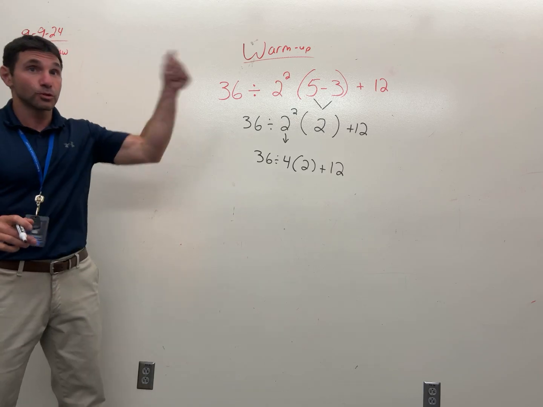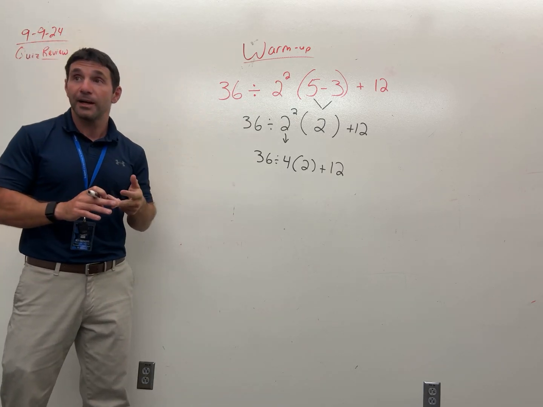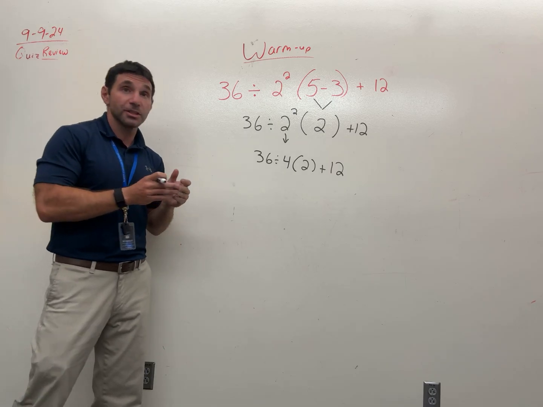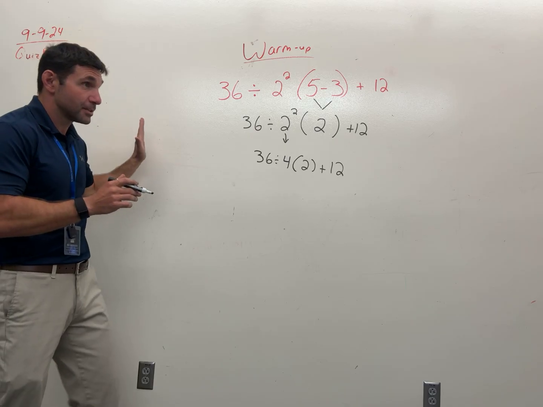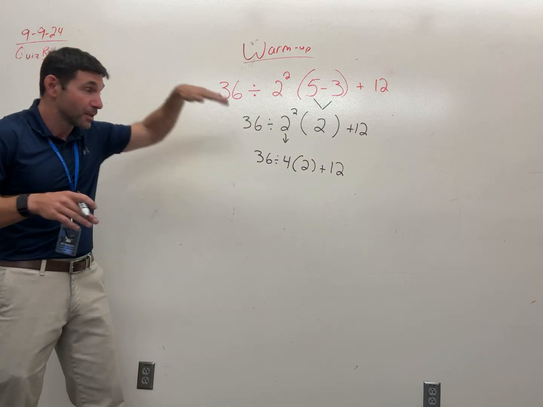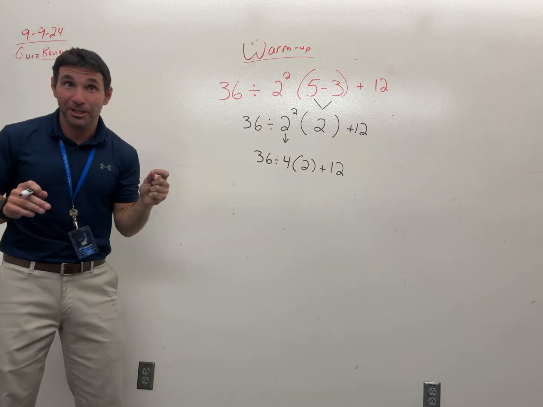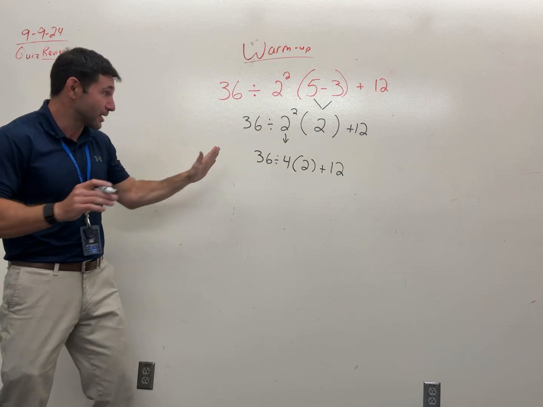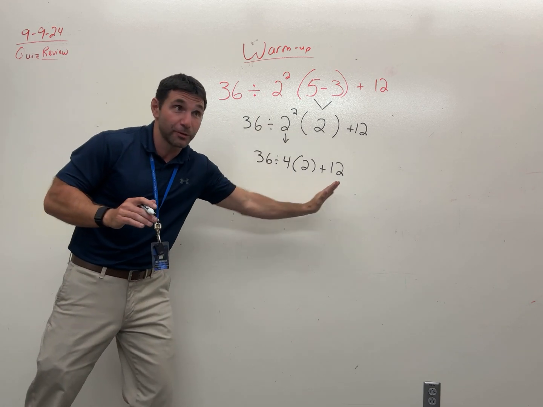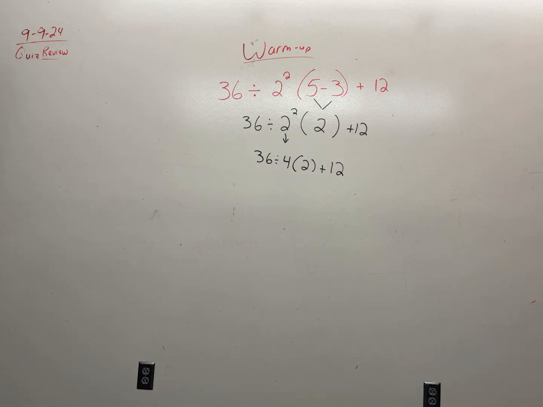Okay, so we've done grouping symbols. We've done exponents. Now we're on multiply and divide. We do multiplication and division from left to right. Again, we do multiplication and division from left to right. How do we do multiplication and division? From left to right. So what comes first if we're moving left to right? Division. Division comes first.